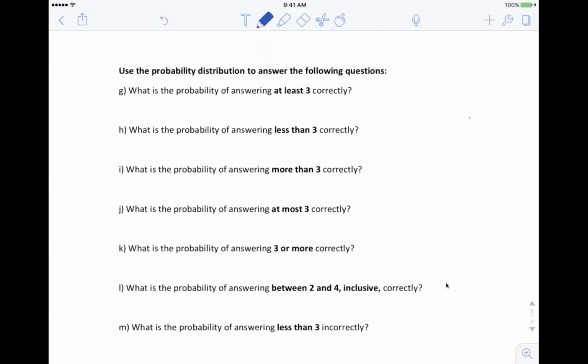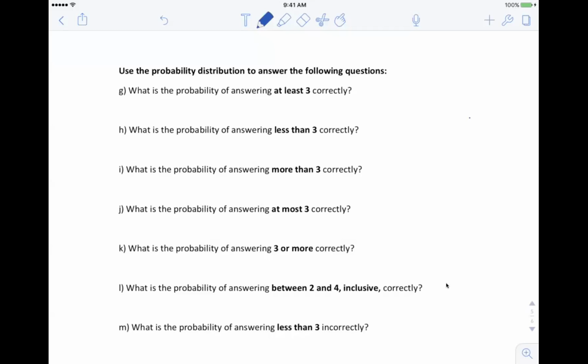Hey everyone, going to continue with 4.2. This is page 5 of the chapter 4 notes. Still doing binomial distributions, a type of probability distribution. And all of these range questions, at least, less than, more than, all of these tackle with StatCrunch. Don't do it any other way.